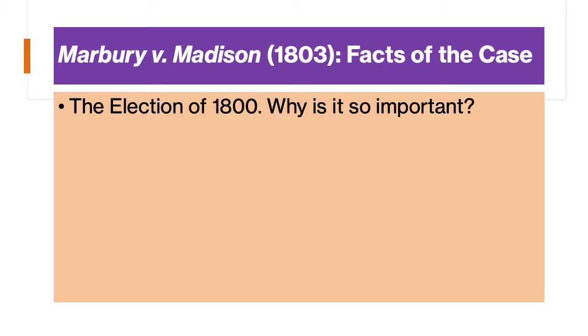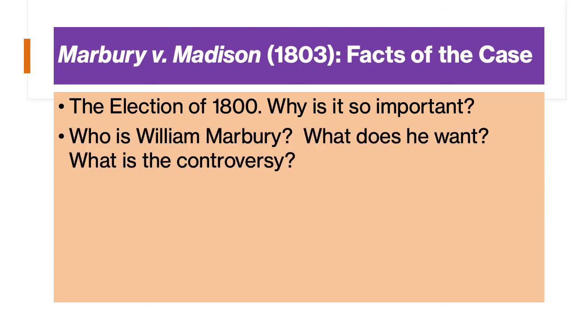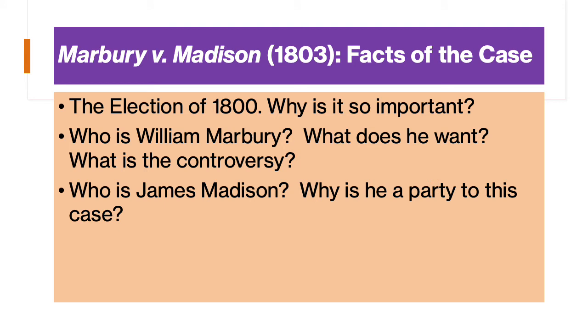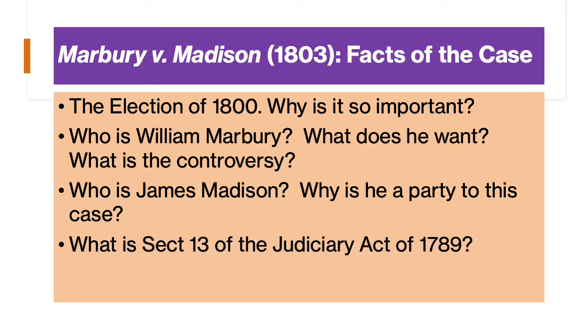So, okay, this Marbury versus Madison is about the election of 1800. What's with the election of 1800? Why is it so important to Marbury versus Madison? Who's William Marbury? He's upset about something. What does he want? What is he angry about? What's the controversy that he's asking the court to settle? Who's James Madison? Why is he a party to this case?